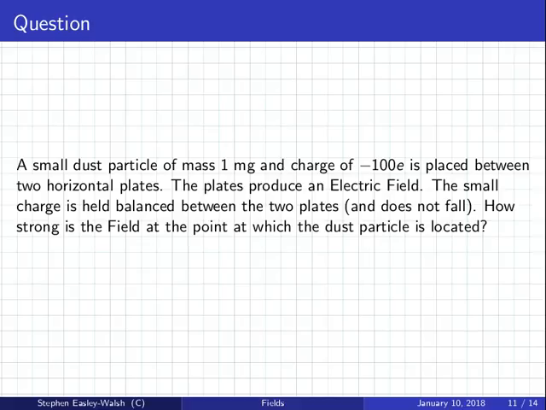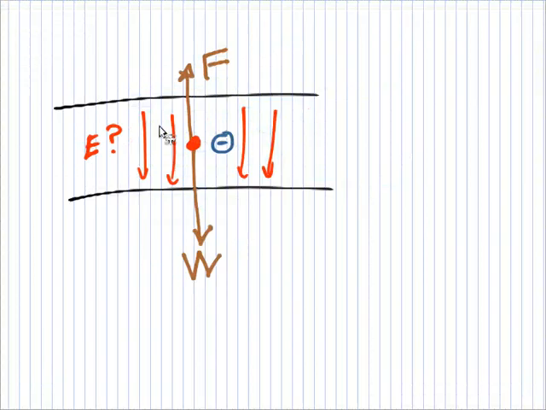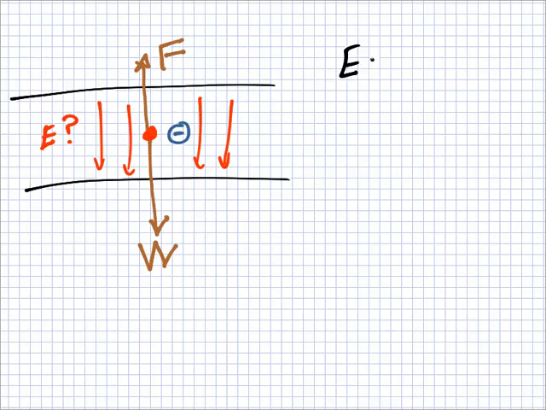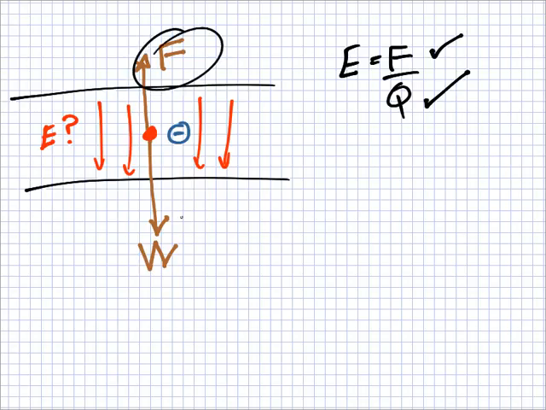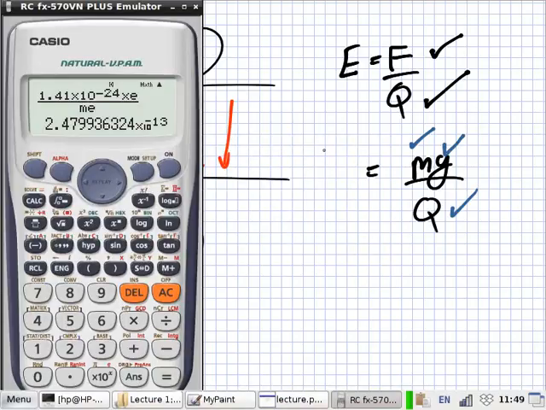Okay, let's calculate. So, tell me then, Wookie, what was the trick here? What do you need to do? E equals F over Q. Do we know Q? Yes. Do we know F? Well, we could know it. How could we know it? F equals weight. Do we know the mass, the g, and the Q? Okay. So, what's the mass here? 1 milligram.